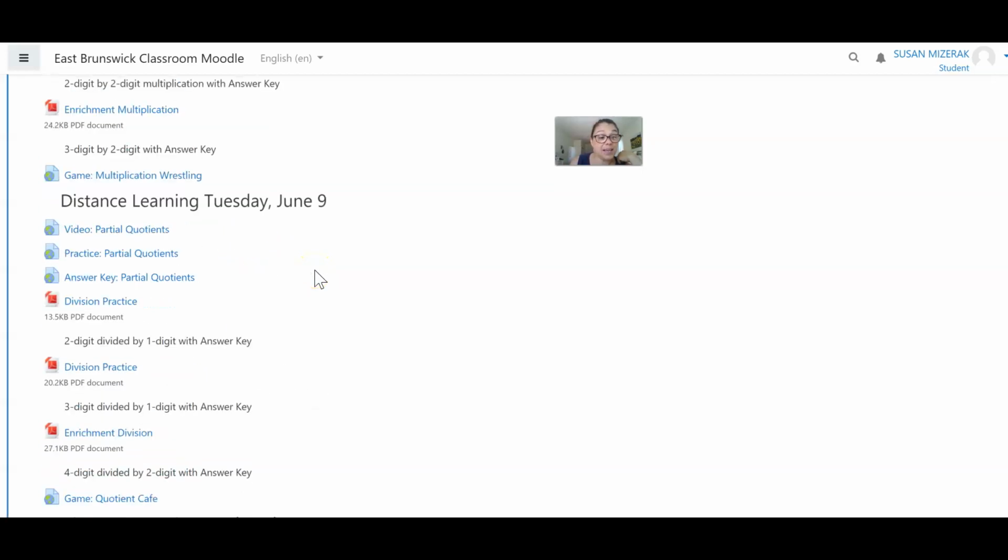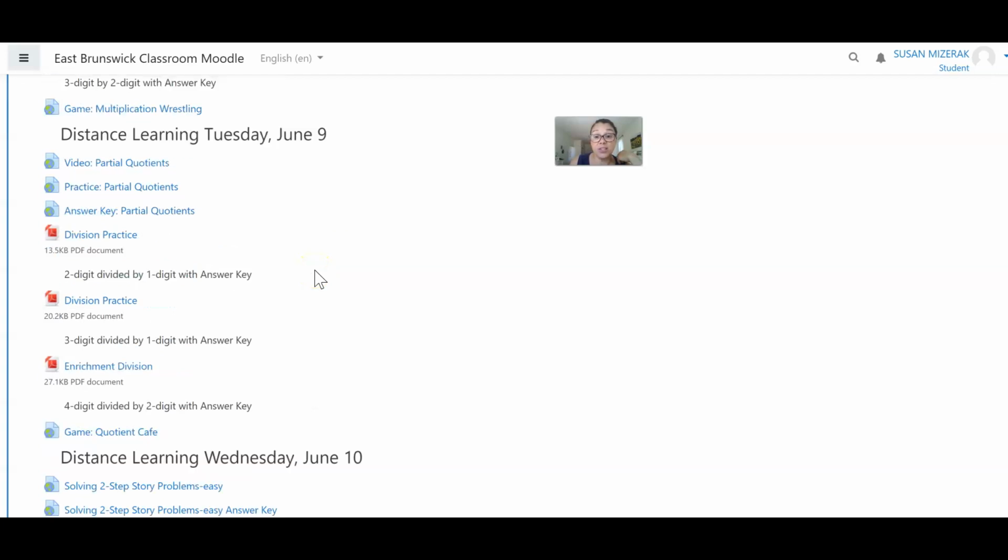Then Tuesday, we're going to work with division. Once again, using partial quotients or traditional. It doesn't matter which strategy you use, but I want you to use a strategy that you are successful with. So Tuesday again will be you choose two. Which two activities would help you the most with division? Are you struggling? Why don't you choose the video on partial quotients and then do the partial quotients practice page and check with your answer key.